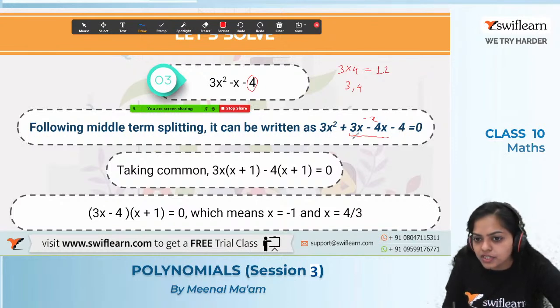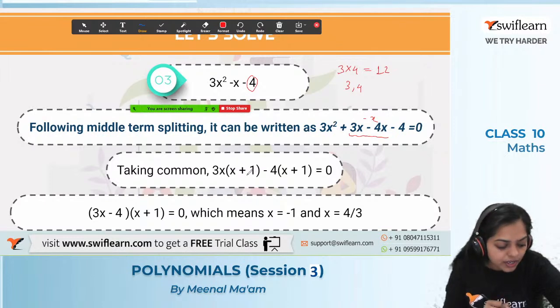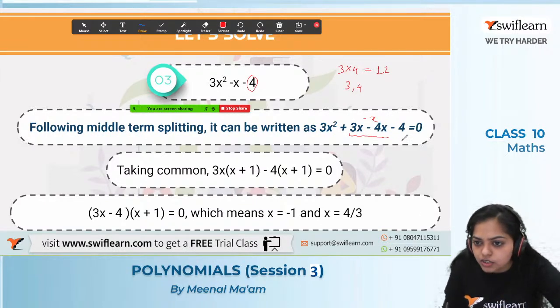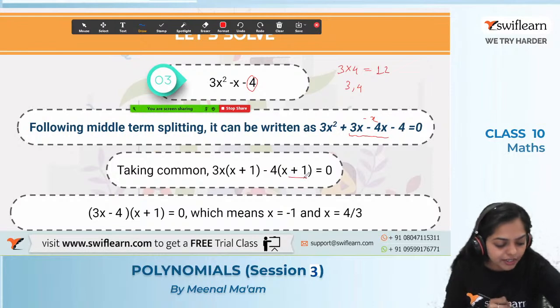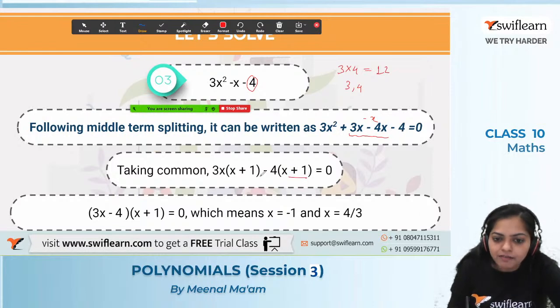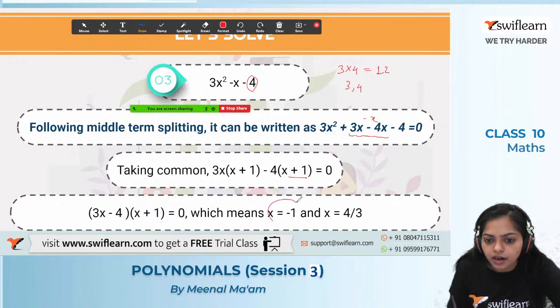Out of the first and second term, if I take 3x as common, what am I left with? x plus 1. And if I take from the third and fourth terms, what will I get? Minus 4 as a common factor, and we are left with x plus 1. Got it? So out of these two terms, I will take x plus 1 as a common factor. What will I get? 3x minus 4 into x plus 1 equals 0, which means the two zeros are x equals minus 1 and x equals 4 by 3.